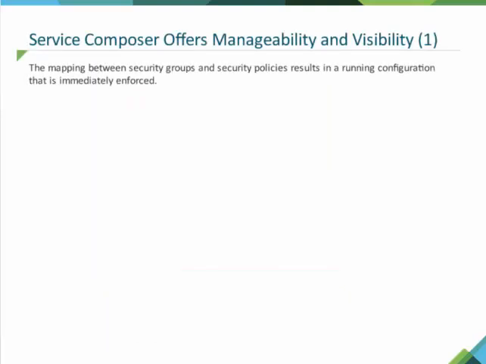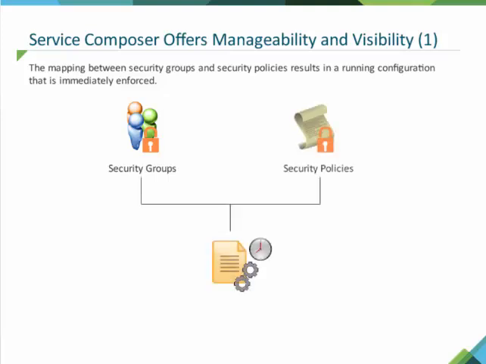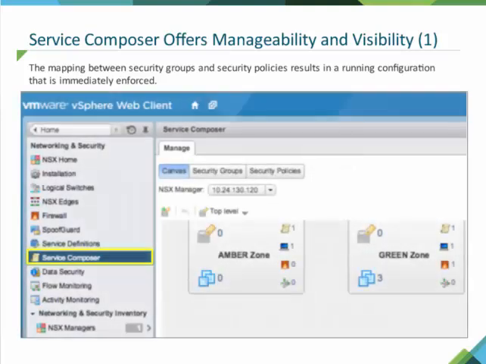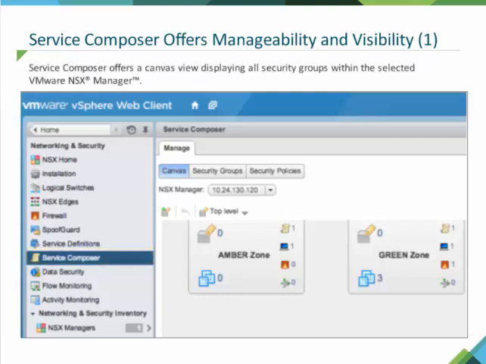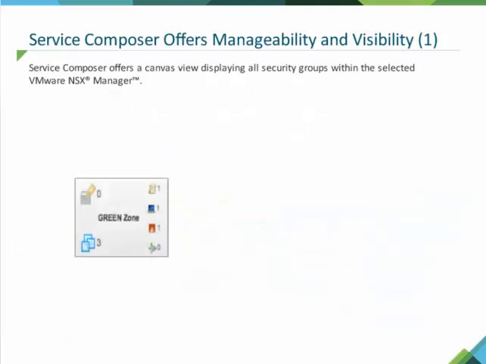The mapping between security groups and security policies results in a running configuration that is immediately enforced. The relationships between all objects can be observed in the Service Composer canvas in vSphere Web Client. As you can see in the slide, Service Composer offers a canvas view displaying all security groups within the selected VMware NSX Manager. Each of the blocks represents a security group with its associated security policies.